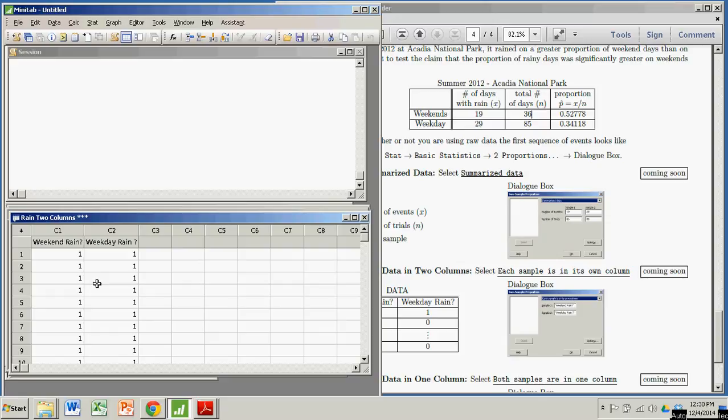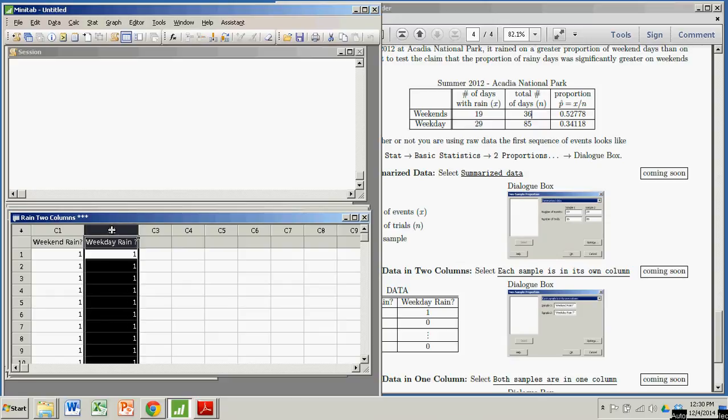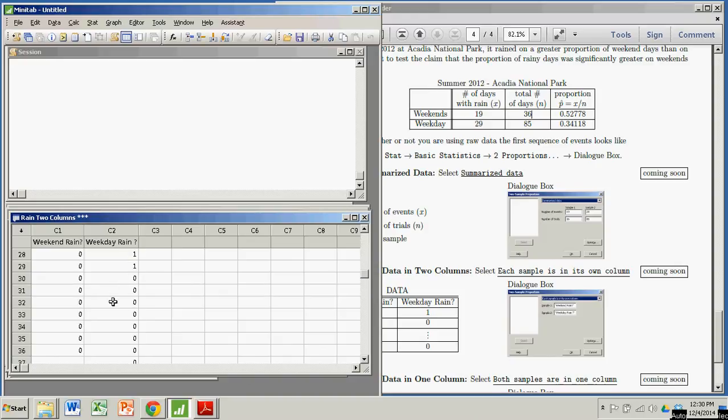We also have a second column for weekday rain. We have a total of 85 weekdays, and 29 of them were rainy. The one indicates rain, and the zero indicates no rain. So that's what our data looks like.